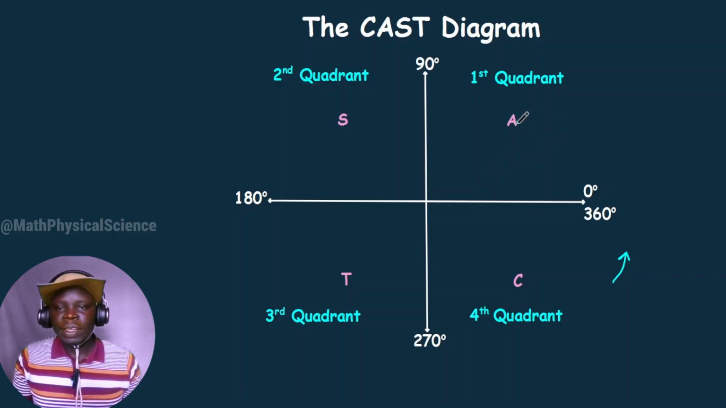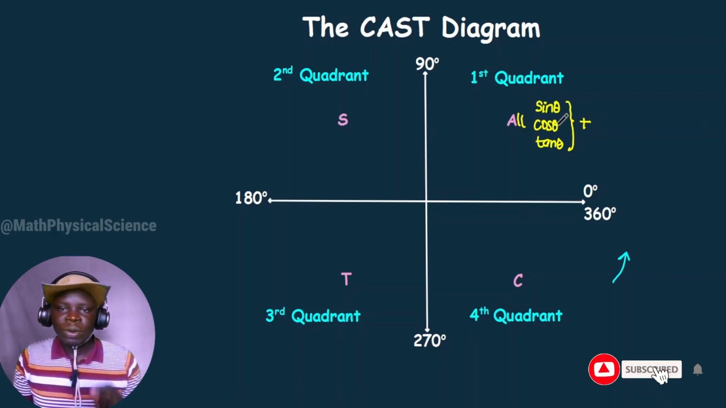Now, what is the meaning of this A? The meaning of A here is that all the 3 basic trigonometric ratios, sine of any angle theta, cos of any angle theta, and tan of any angle theta, are all positive. If you get a calculator and punch in any angle less than 90 for sine, cosine, and tangent, you will get your answers as positive results.